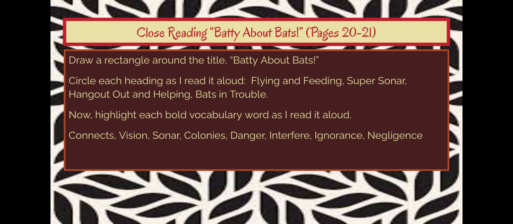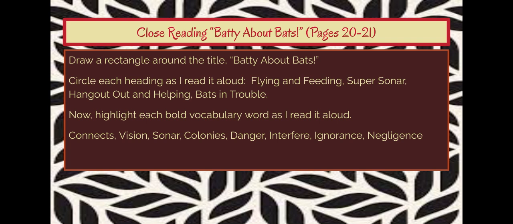Connects. Connects means joins together or unites. Say connects. Skin connects the arms, hands, and ankles of a bat. This connection of skin forms wings, allowing a bat to fly. Vision. Vision is the act of seeing or sight. Repeat after me. Vision. Bats have good vision. Bats' good vision isn't very helpful when they are hunting in the dark.